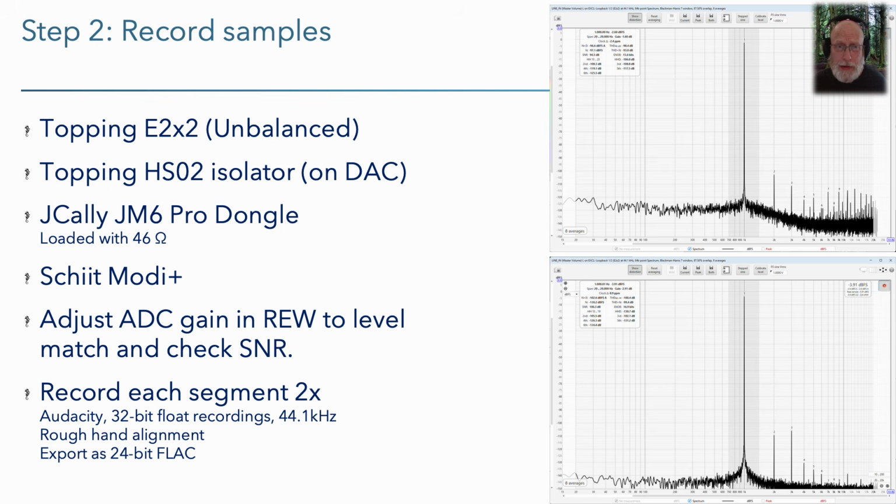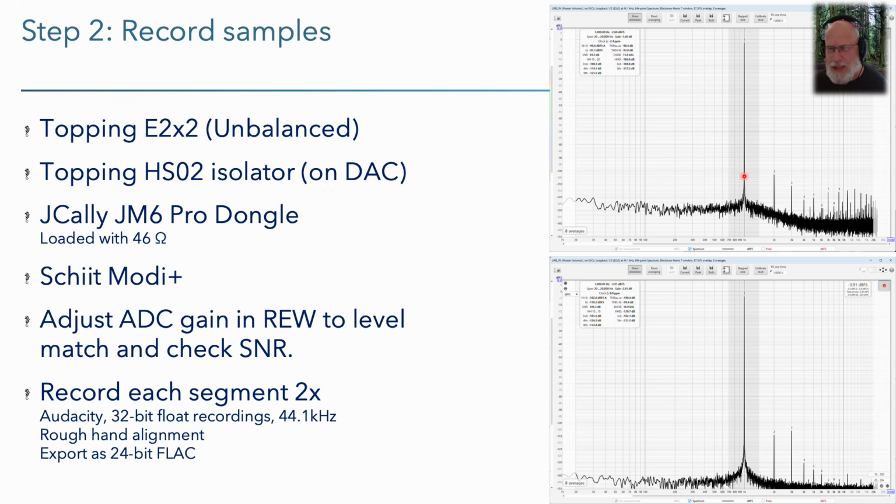Here, I recorded 2 audio samples on my Topping E2X2 in unbalanced mode using a Topping HSO2 isolator to take out hum and ground loop kind of noise. On the JCally, I gave it a 46 ohm resistor to act as a load because it's really expecting to have a headphone on there, whereas the Modi just has an RCA output, and so we ran that straight. Using REW, I set it up so that we could see the signal to noise, try to get that nice and clean on both of them. Certainly make sure we're not clipping, getting it so that the input level is the same coming in on both of these. It's about -2.5 dB full scale.